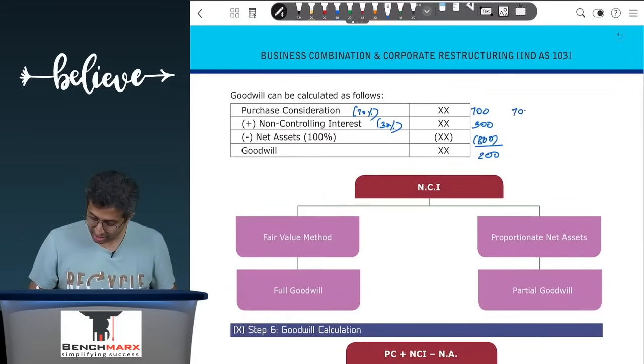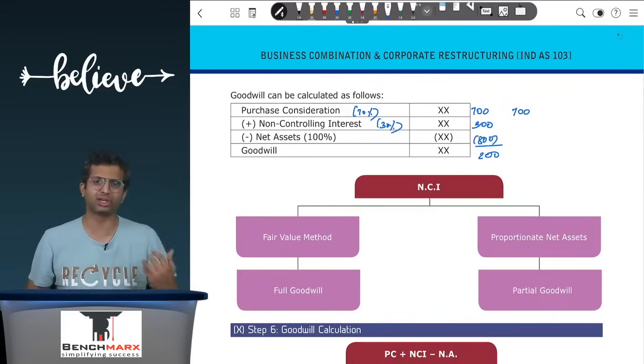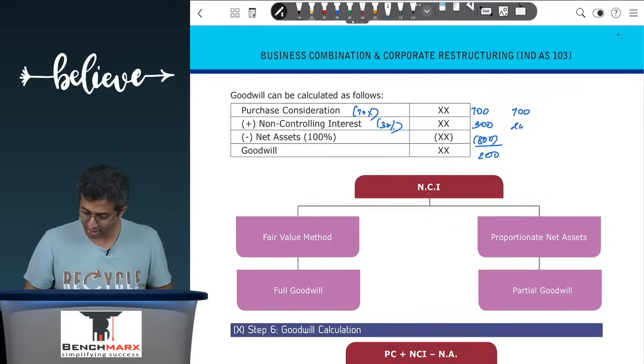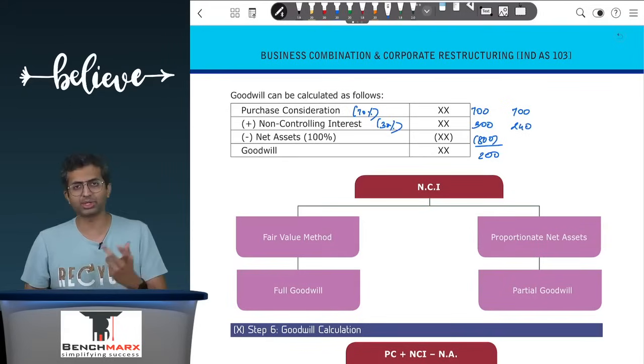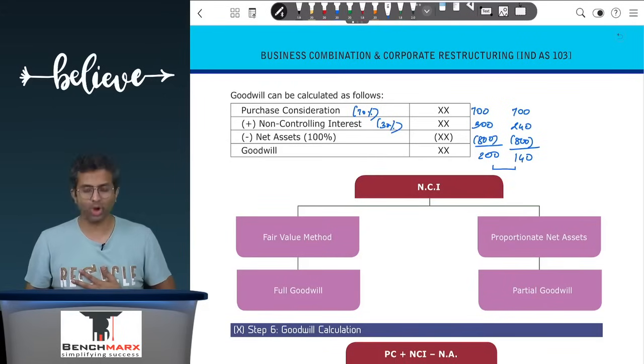Second is, in case NCI is measured at proportionate net assets, in which case we will say that the net assets are 800, 30% of that comes to 240, and hence NCI will be 30% of 800. If I take the difference over here, it will probably come to, I think, 140. So there's a difference between these two. Why is there a difference in the goodwill arising? It is because of the difference in NCI.